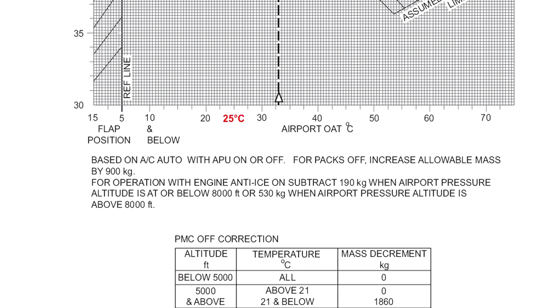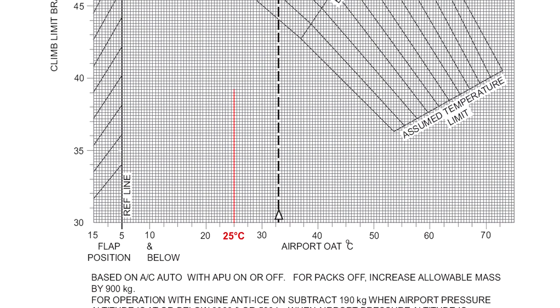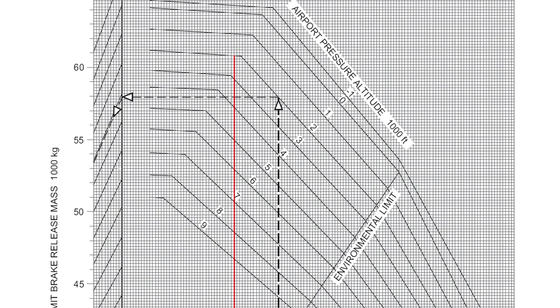Start with the temperature at the bottom of the graph. In this case, we'll assume 25 degrees Celsius. Move vertically upwards towards the airfield pressure altitude, which in our example will be 2,000 feet. Then move horizontally to the left and stop at the reference line, shown here.